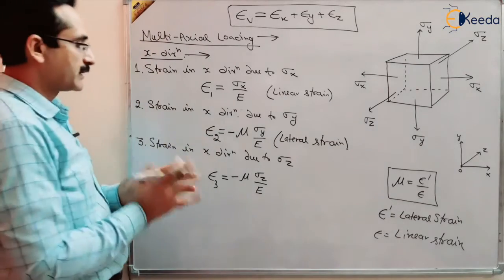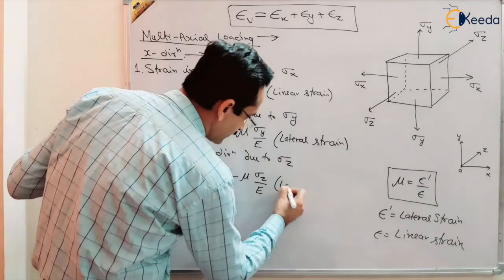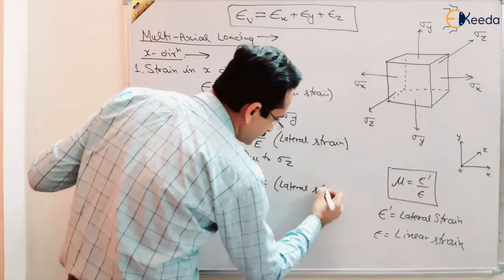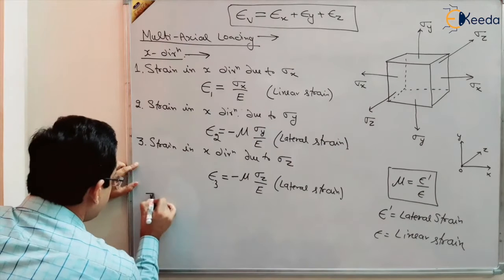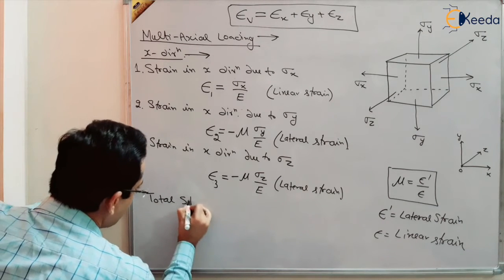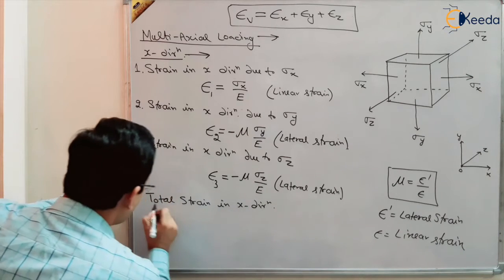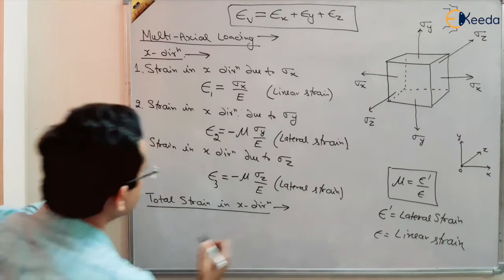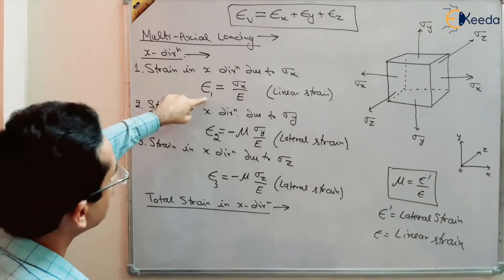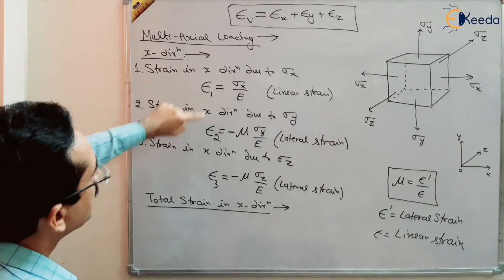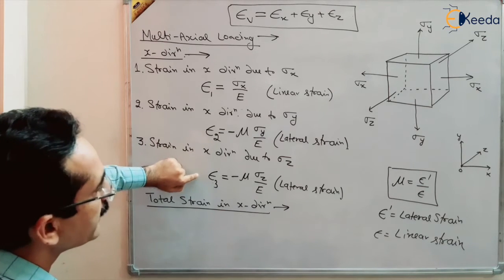So what is total strain in x direction? Total strain in x direction is the sum of three strains, and this is also lateral strain. So what is then total strain in x direction? This is the sum of these three strains. This will increase, this is positive because it is increasing the length of the cuboid. These will be negative because these have tendency to shorten the length of this cuboid in x direction, right?